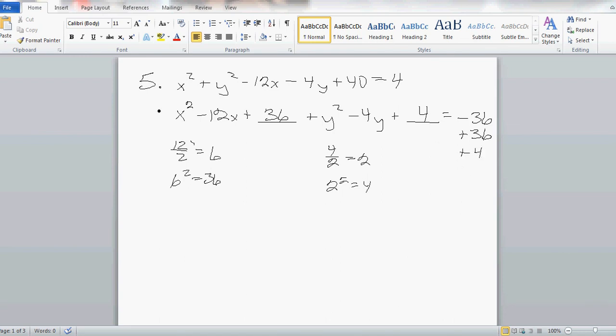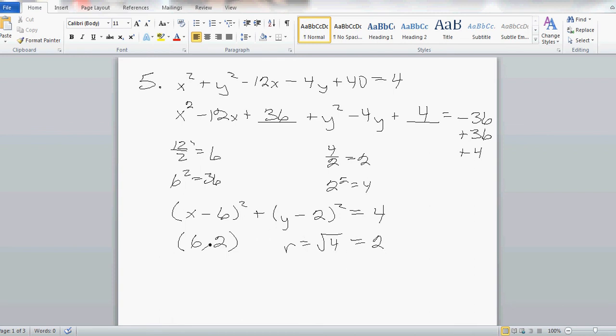Now it's time to rewrite this, and the whole purpose of completing the square is so that we can write it as a square. X minus 6, the quantity squared, plus y minus 2, the quantity squared, equals negative 36 plus 4 equals 4. And we are asked to find the center and the radius. Well, the center will be x minus 6, y minus 2. There's the center, and the radius is the square root of 4, which equals 2.